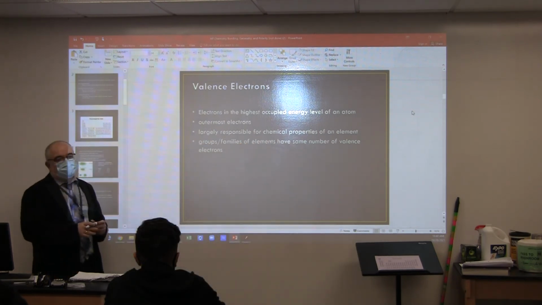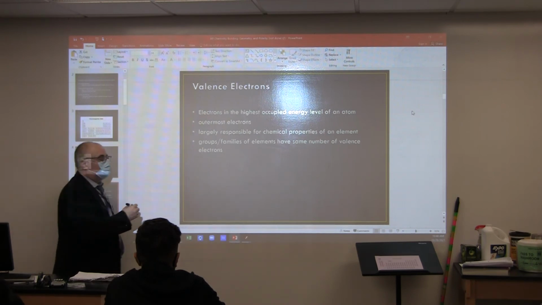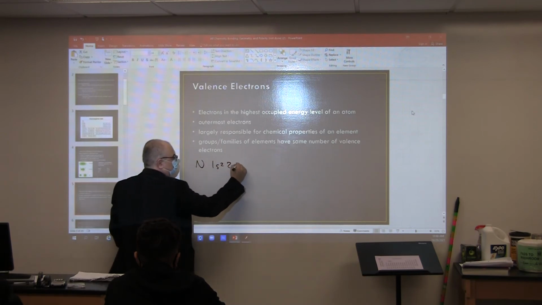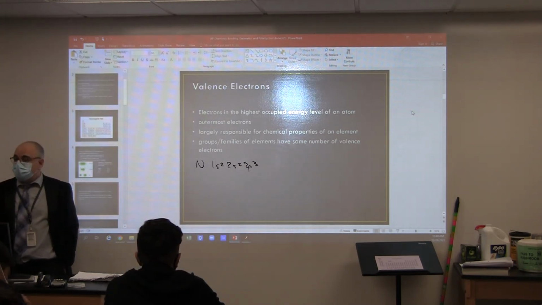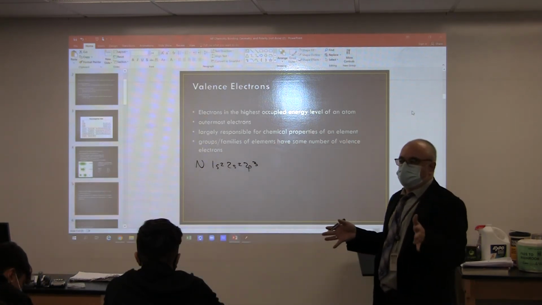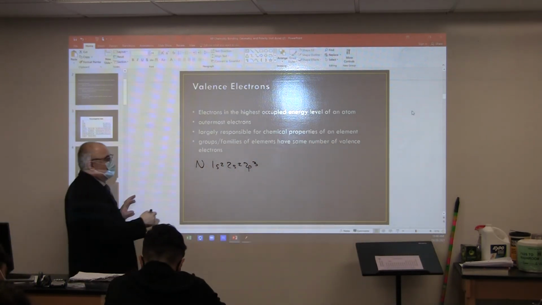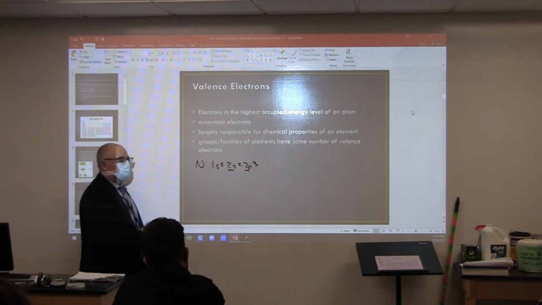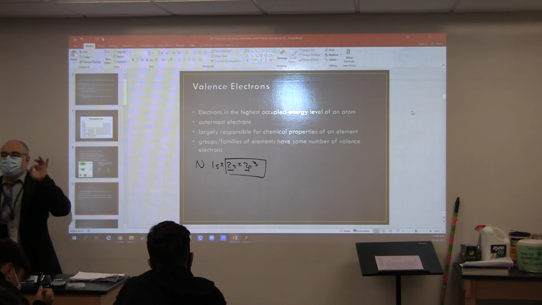Which ones are they? Always the highest energy level. And this is where some of you were tripping yesterday. If I look at an element like nitrogen, some of you were mixing up sublevel with level. When you look at a configuration, what defines the level? Which part of that information is the level? The number. The coefficient. Everything with the highest coefficient is part of the same level. And when it's the highest one, it's the valence shell.